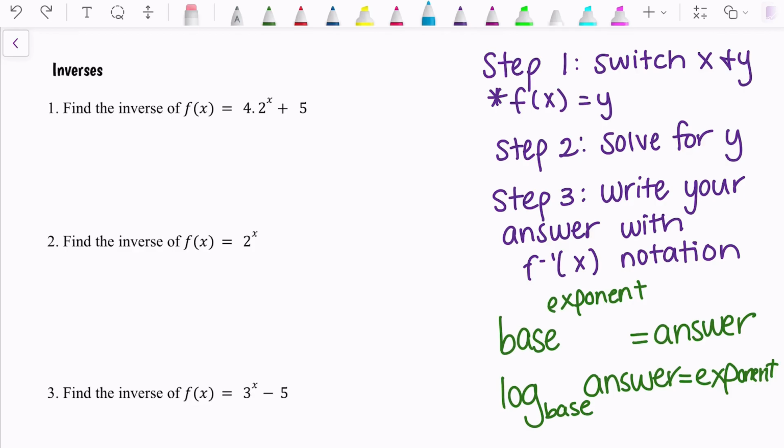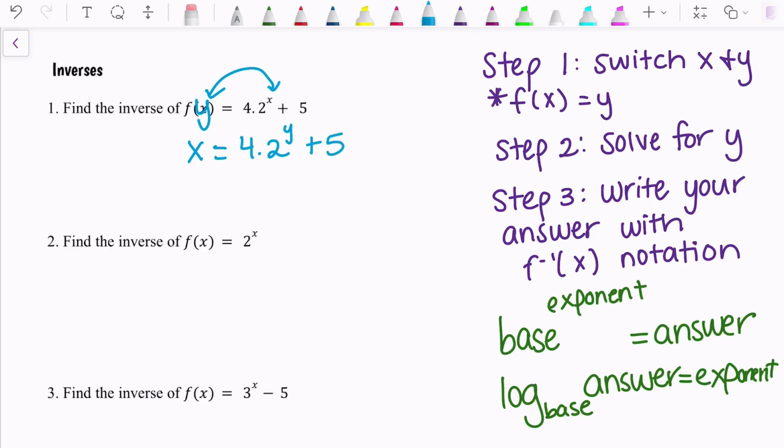All right, so if I am going to find the inverse, the first step to finding any inverse equation is to switch x and y. And when you're looking at number one, it's important to remember that f of x is y. They're the same thing. They're totally interchangeable. So then I'm going to switch x and y's location. So this becomes x is equal to 4.2 to the y plus 5. I just swapped them out.